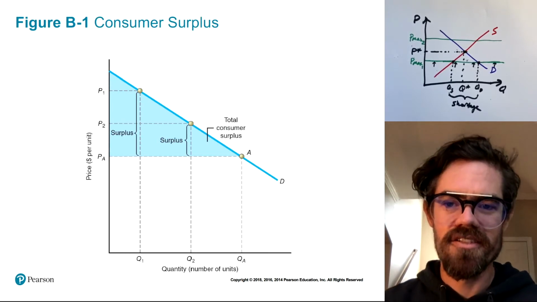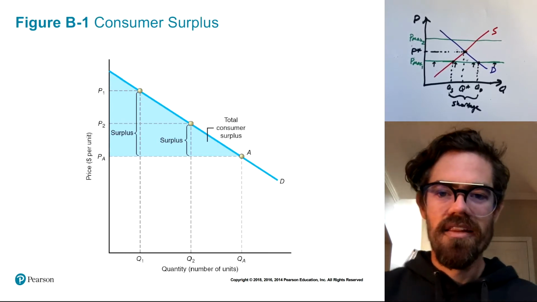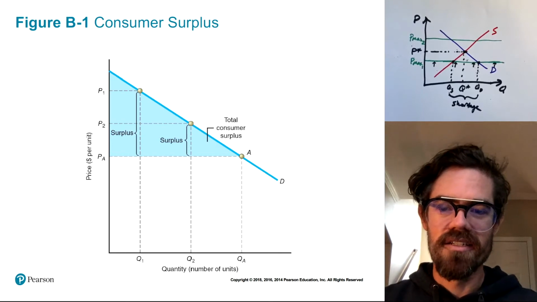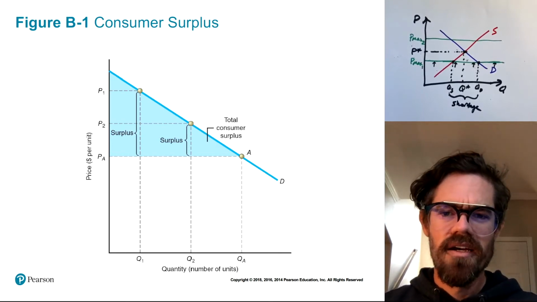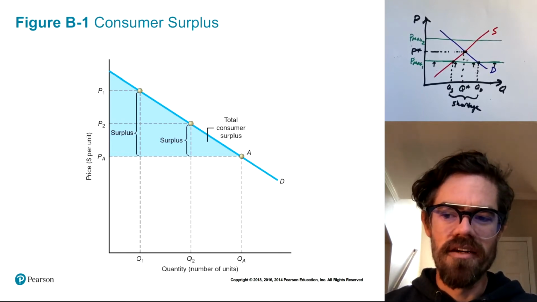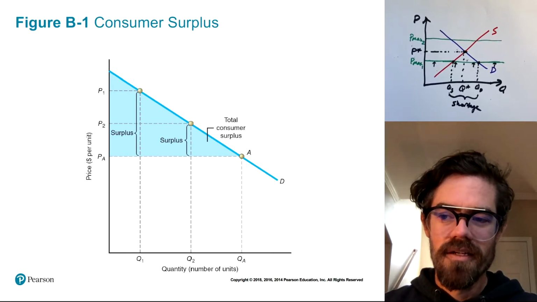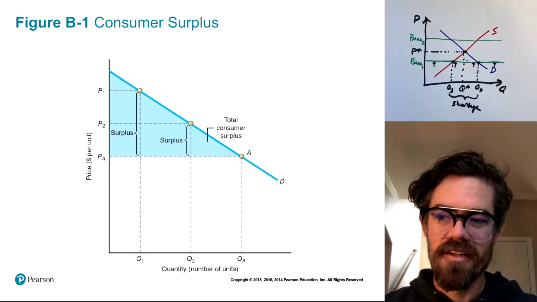Graphically, it looks like this. It's the difference between the demand curve and the price that consumers have to pay. You can see here that Q1 may be the surplus for that person who buys that unit Q1. The surplus is given by the height there, right? The difference between P1, which is what they're willing to pay, and PA, which is what they actually pay in the market. And so they're gaining that difference there, and that's their individual surplus.